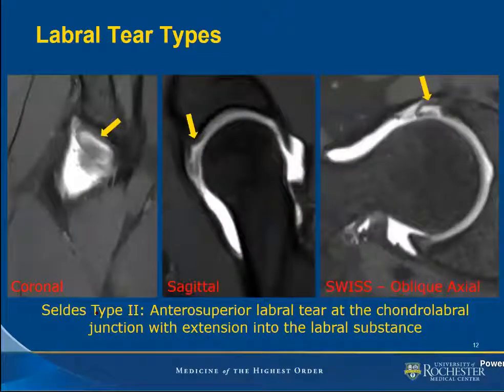Now, a Seldes type 2 labral tear is also a tear occurring at the chondrolabral junction. However, this tear is associated with extension of the labral tear into the substance of the labrum. So this is what a Seldes type 2 labral tear is.